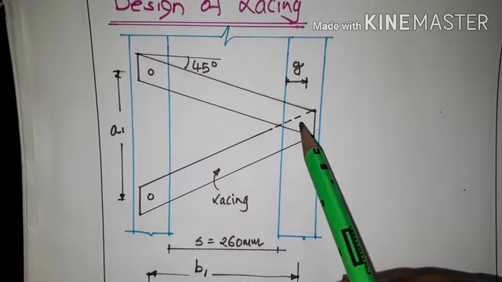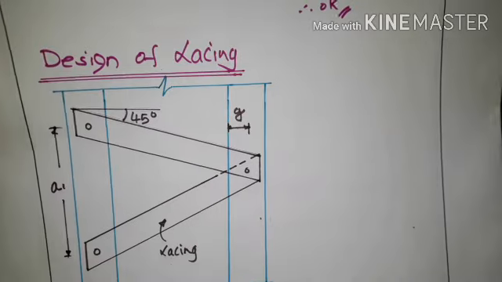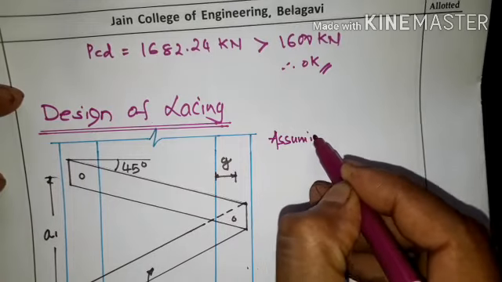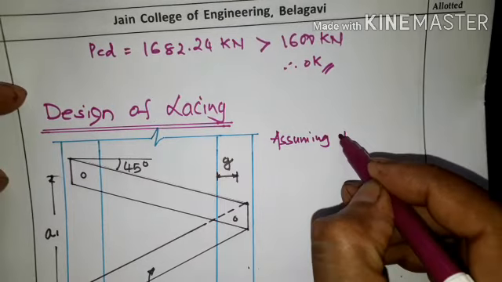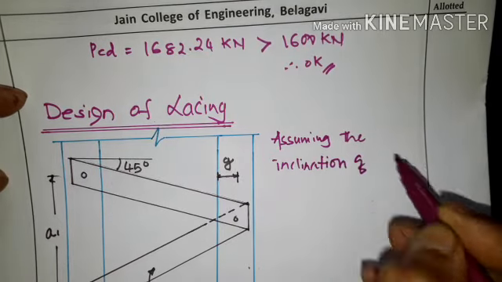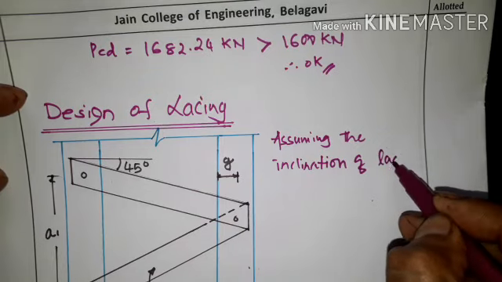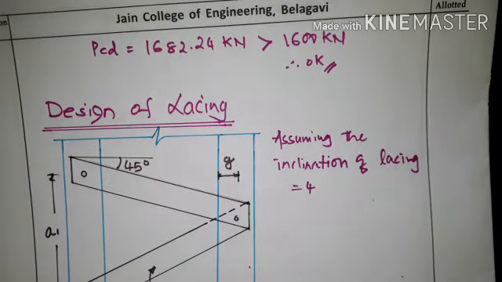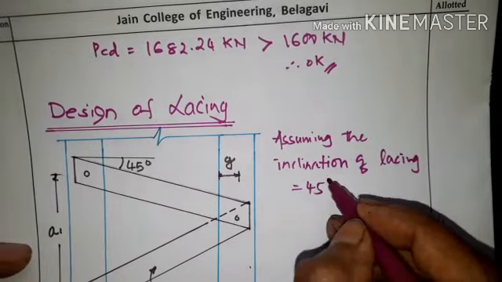So this A1 is nothing but the vertical distance between the two lacings, the single lacing. This is the horizontal distance. Now assuming the inclination of lacing is equal to 45 degree. We'll assume the inclination of lacing as 45 degree.